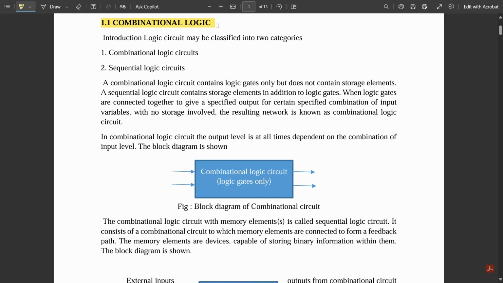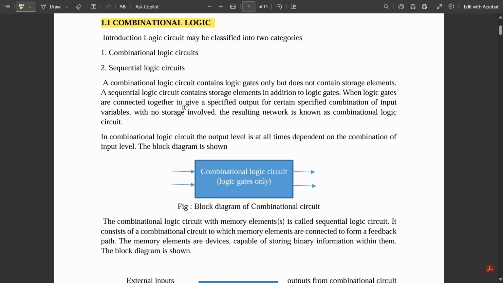Okay, whatever input you provide, the output would be based on the input provided only. Some operations take place on the input side, and it is given to the combinational logic circuit, and the output is provided. But in case of sequential logic circuits, it's not like that. Output is dependent on the present as well as the previous state inputs. So this is one difference you need to know between combinational as well as sequential logic circuits.